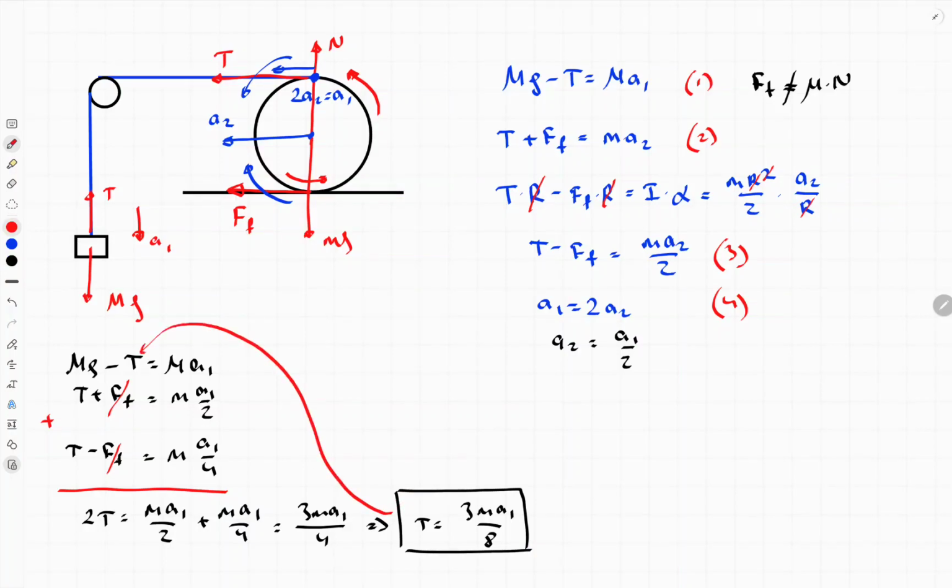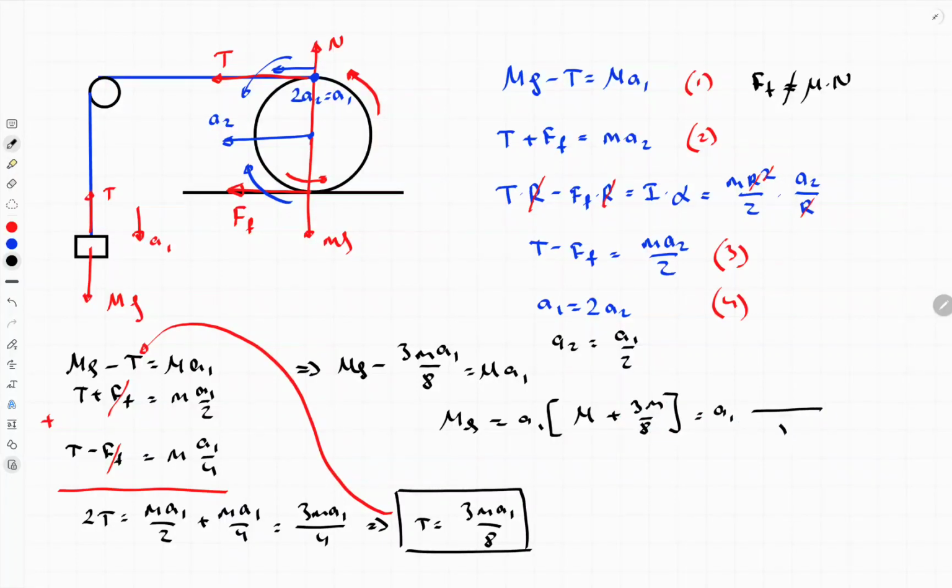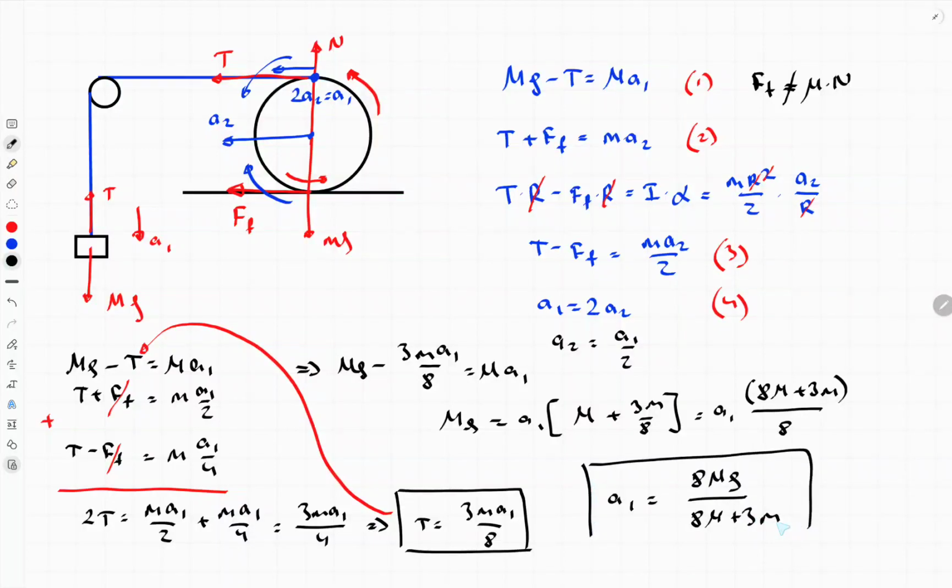Now we can bring it into the first equation. So mg minus tension, which is 3 small ma1 over 8, equals big MA1. So big Mg equals A1 times big M plus 3 small m over 8, or we can say 8 big M plus 3 small m over 8. From here A1 equals 8 big Mg over 8 big M plus 3 small m. This is the acceleration of the load object.